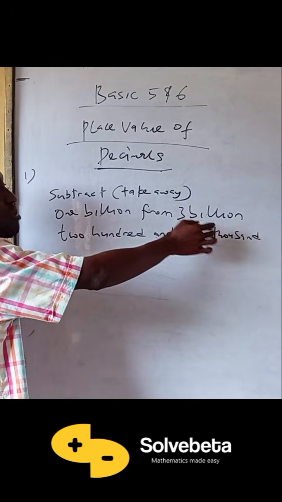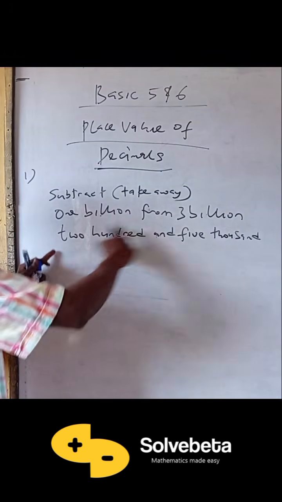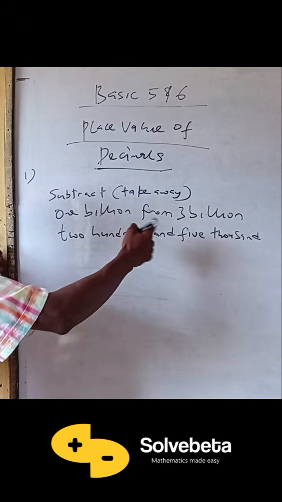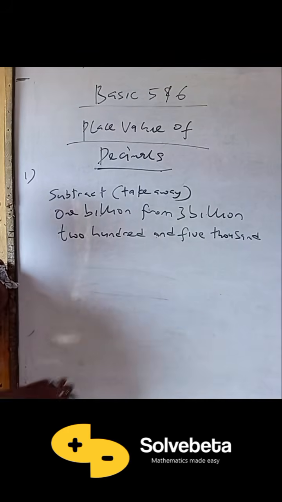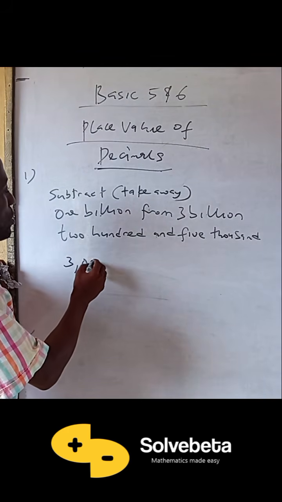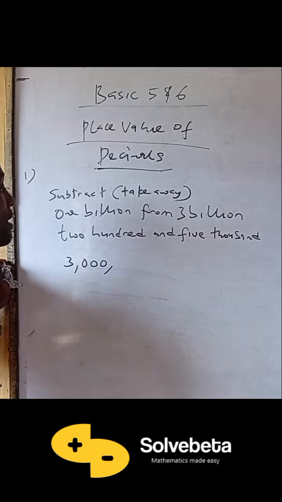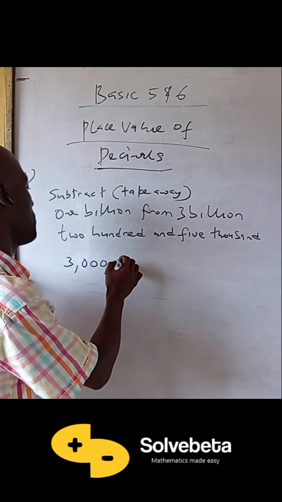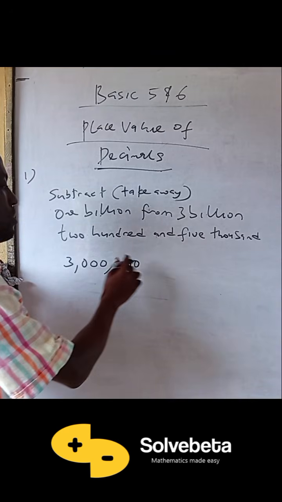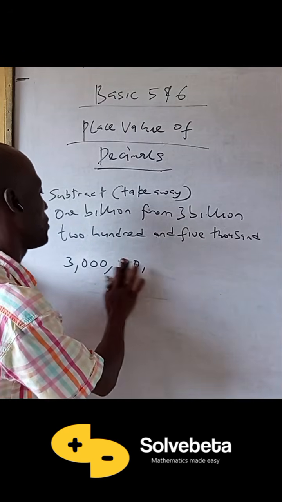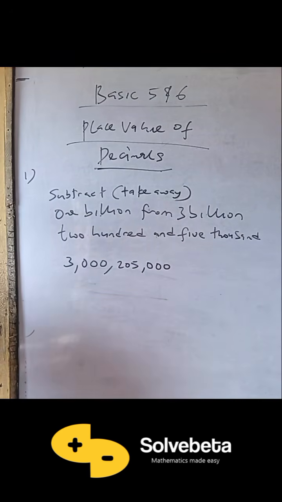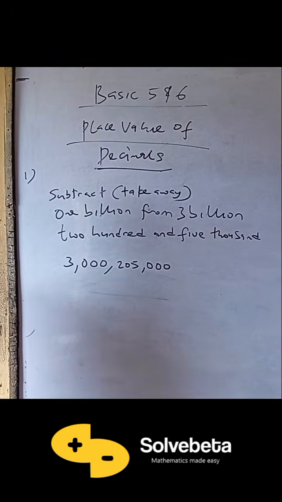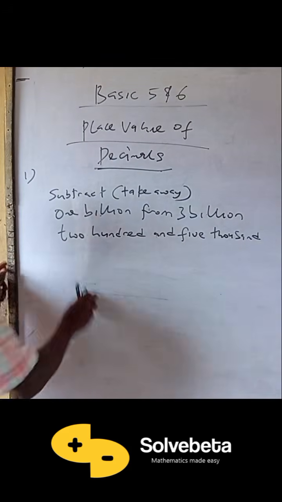So if I'm removing 1 billion from 3 billion, it means that the biggest one here is 3 billion. Okay, let me write it in numbers. 3 billion 205,000. This can be very technical. Remember, I told you the easiest way to write it, let me do it the way I taught you easily.